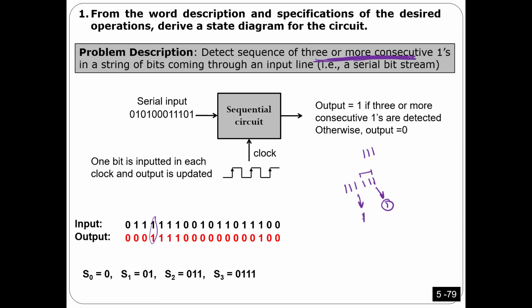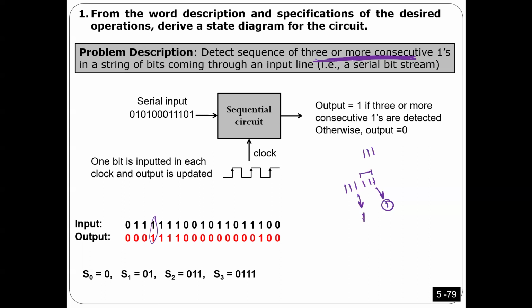Here I got 0 because the last 2 bits are 1, only 2. At least 3. Here it is 4, it's okay. Here, how many ones do we have? 1, 2, 3, 4, 5. That's why I have 1 here. We have 6 ones. Okay, at least 3.